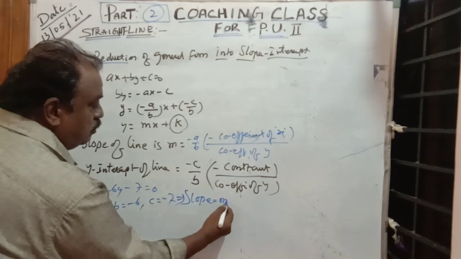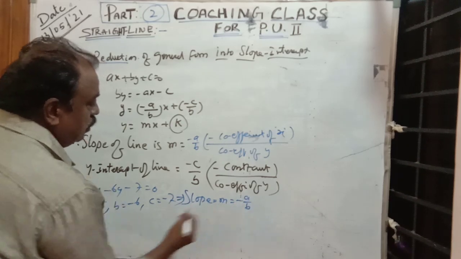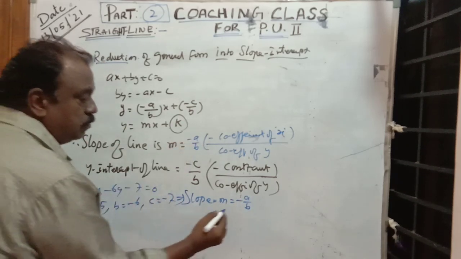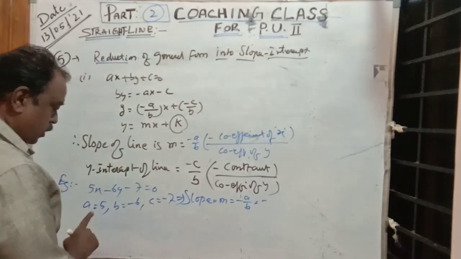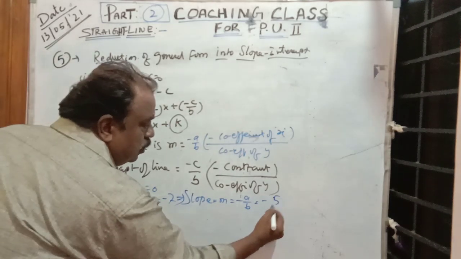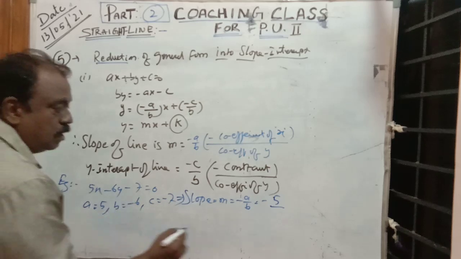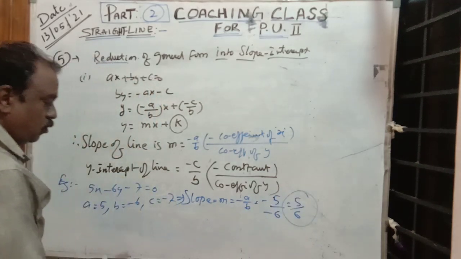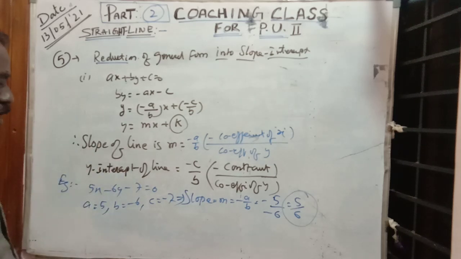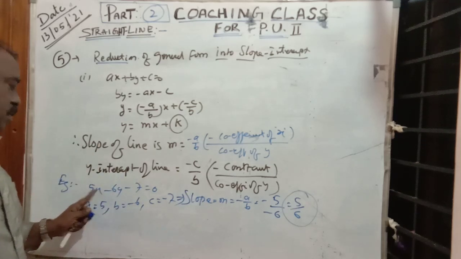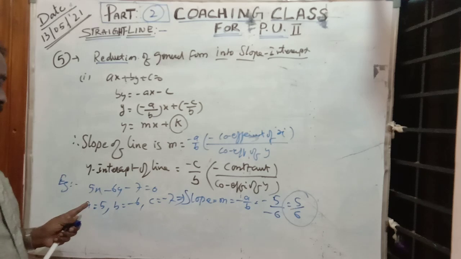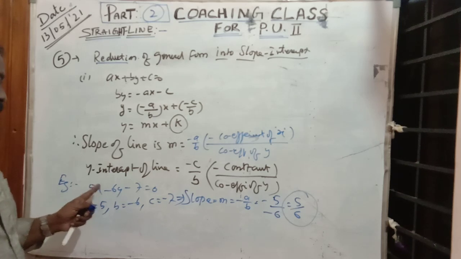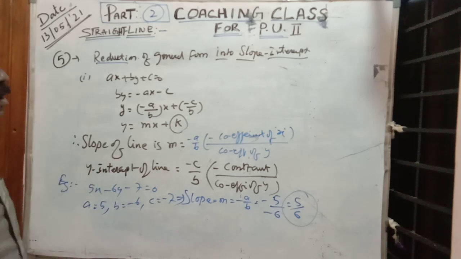Slope m is equal to minus a by b. That is minus a is 5 units, by b is minus 6, so it is 5 by 6. The slope of any straight line is minus coefficient of x by coefficient of y.